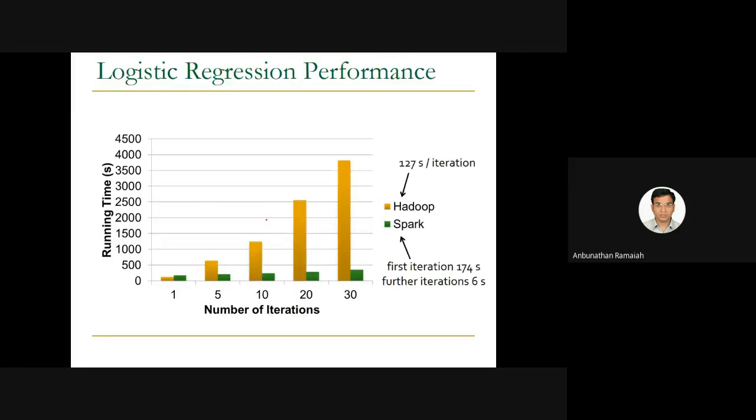Iterations, if you see, Hadoop takes more time: 127 seconds per iteration, when the running time is 4000 seconds. Whereas Spark, irrespective of the number of records or the running time, takes almost constant time. Like first iteration 174 seconds, further iterations only 6 seconds. So that is the advantage of Spark.